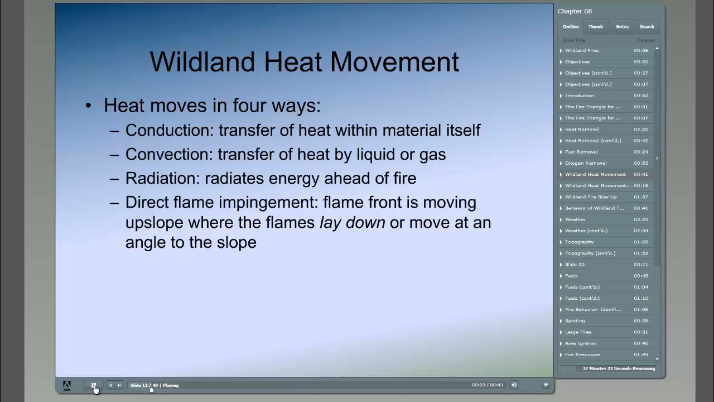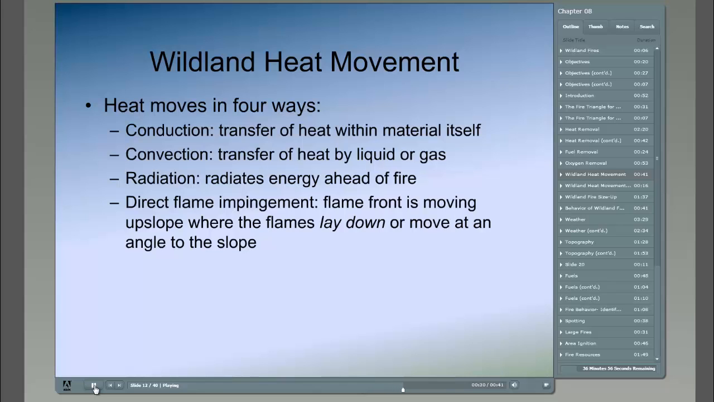Wildland fire heat output is transferred in the same ways as in a structural fire. The heat moves in 4 ways: conduction, convection, radiation, and direct flame impingement. We already know this, so this is a review, but in conduction, the transfer of heat is within the material itself. In convection, the transfer of heat is by liquid or gas.